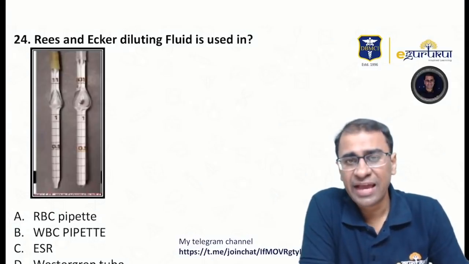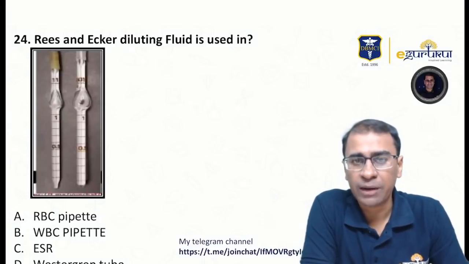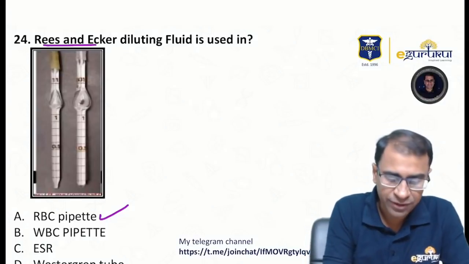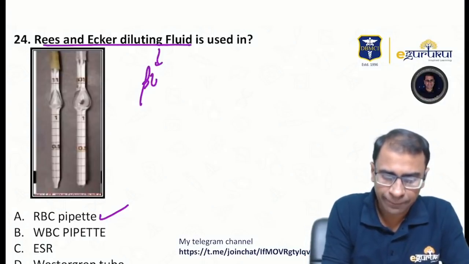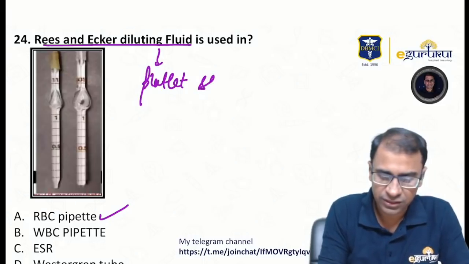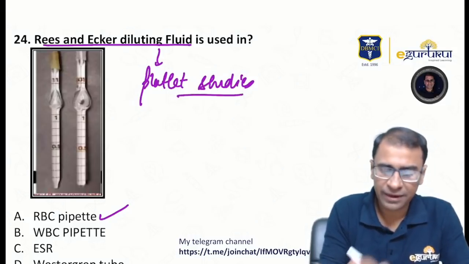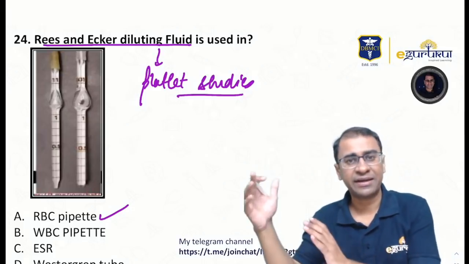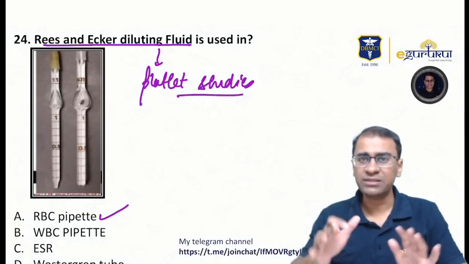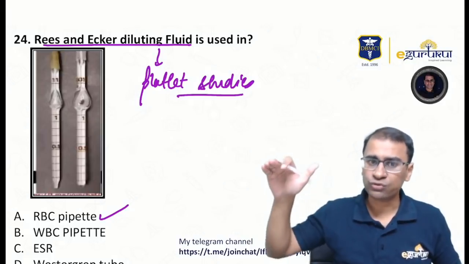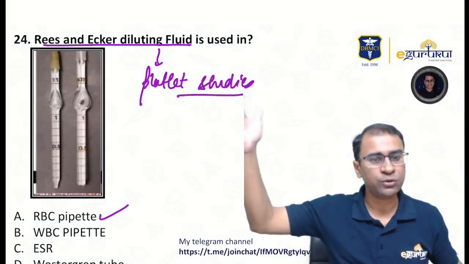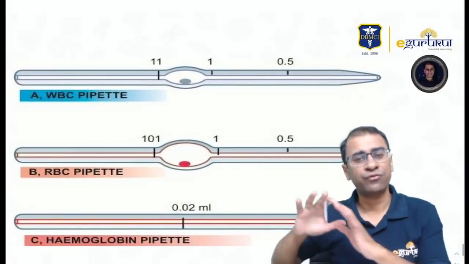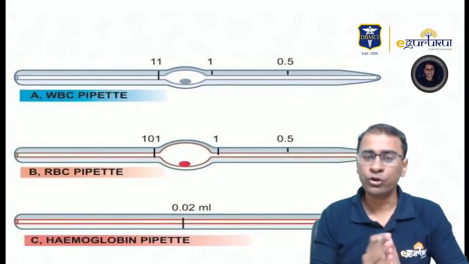Well, Rees-Ecker's fluid is used for the RBC pipette. It is used for the RBC pipette because this fluid is used for platelet studies. Now remember guys, the number of platelets is in lakhs and RBC is in millions. So the one which is used for studying platelets will also be used for studying RBC. Well, these are the three types of pipettes which you must now know.